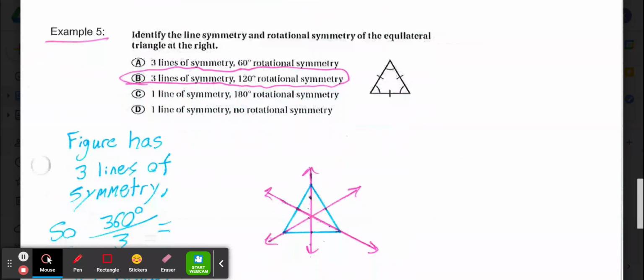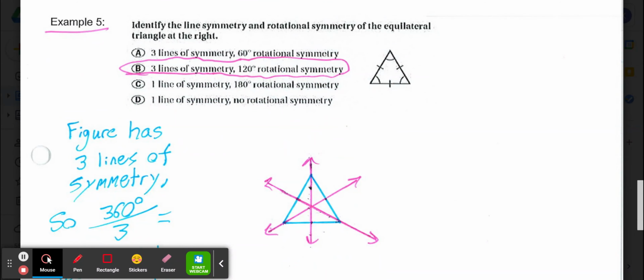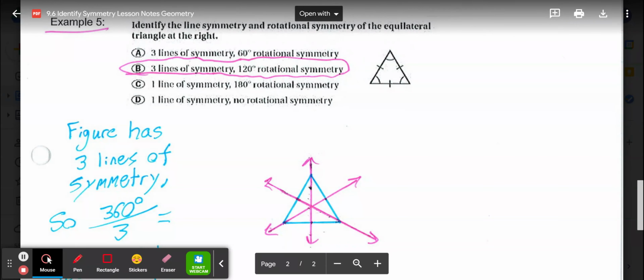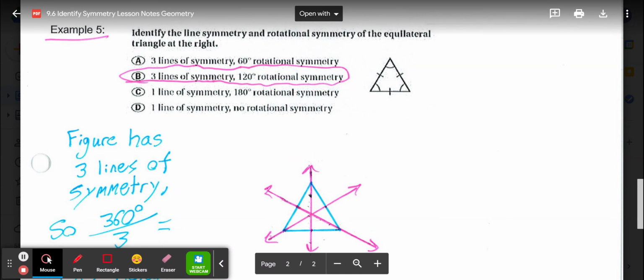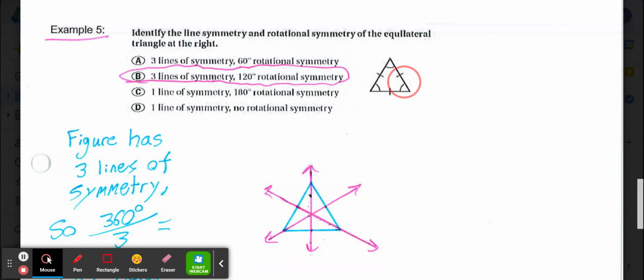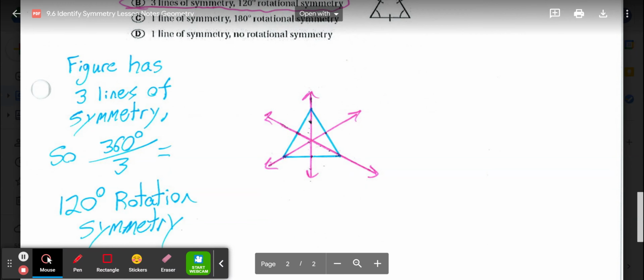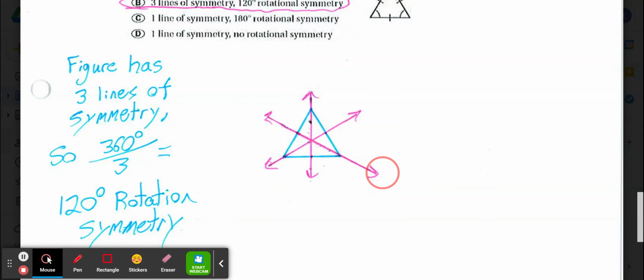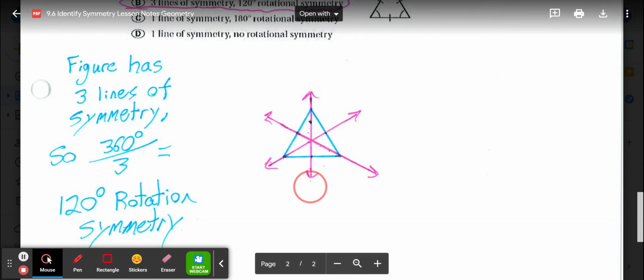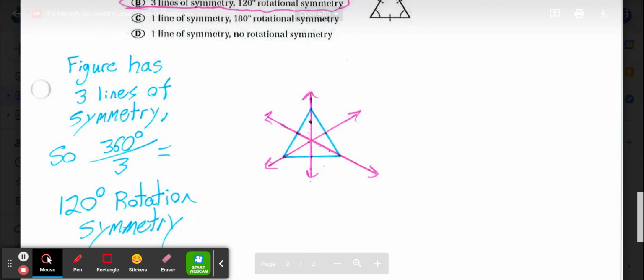Then we get down to example 5. Identify the line symmetry and rotational symmetry of the equilateral triangle at the right. If we think about an equilateral triangle, we'd have 3 lines of symmetry, from each vertex to the midpoint of the opposite side: 1, 2, 3 lines of symmetry.